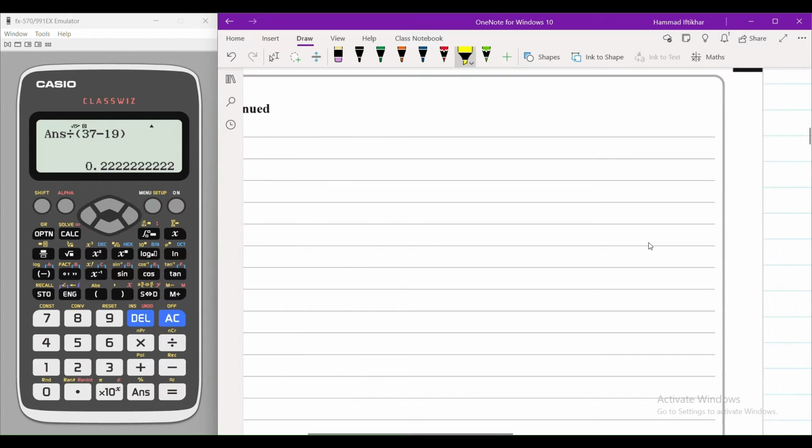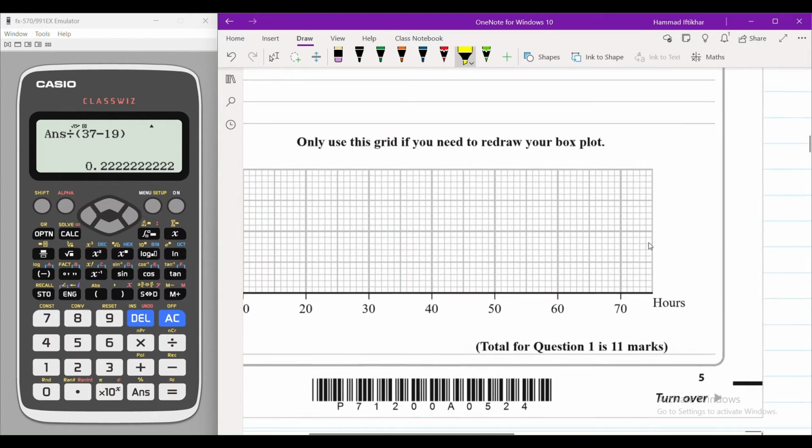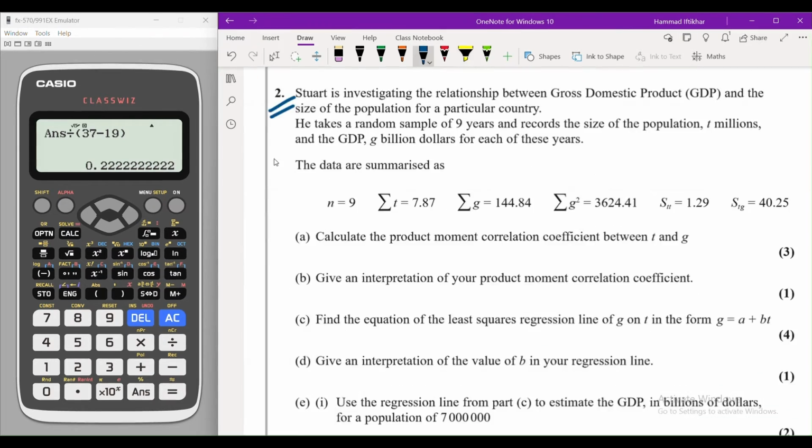Question number 2. Stewart is investigating the relationship between gross domestic product and the size of the population for a particular country. He takes a random sample of 9 years and records the size of the population T millions and GDP G billion dollars for each of these years. The data are summarized as below. Calculate the product moment correlation coefficient between T and G.